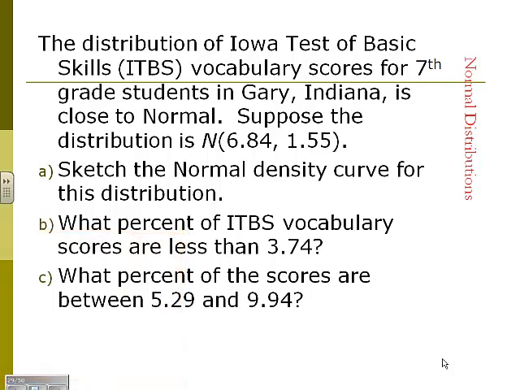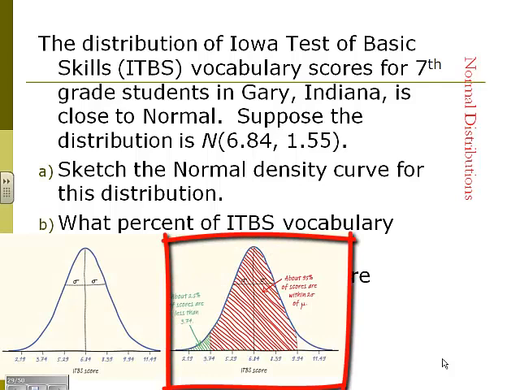The second question is, what percent of the vocabulary scores are less than 3.74? Well, if you have the normal curve, you can see by filling in the blanks using our numbers that 95% of the scores are within 2 standard deviations. So the red area represents 95%. The green area is 2.5%. And that was the question. What percent of the scores are less than 3.74? So we would say about 2.5%.